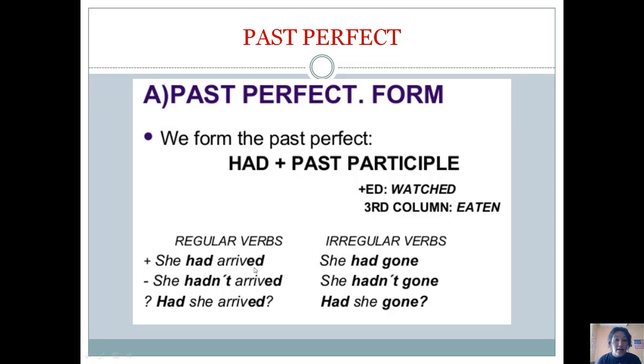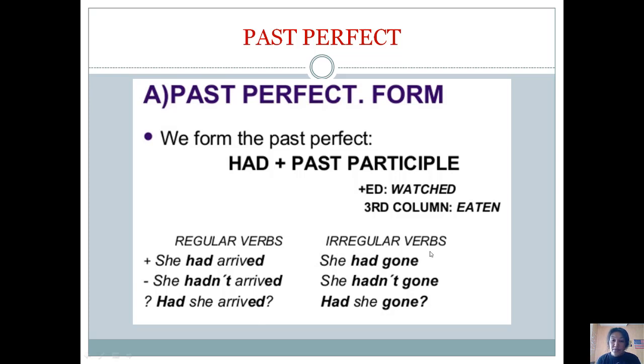She had arrived. You can see arrive is a regular verb and we added here the ending ed. She hadn't arrived. It's the negative form of regular verbs, had not plus arrived. And in interrogative, we should change the places of the auxiliary verb had and the subject. Had she arrived? Here we can see again the ending ed.